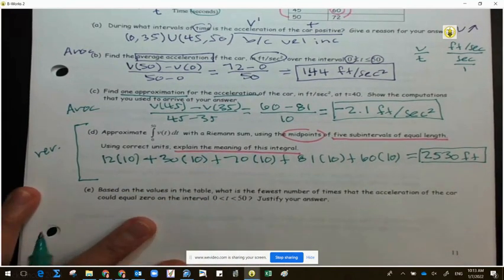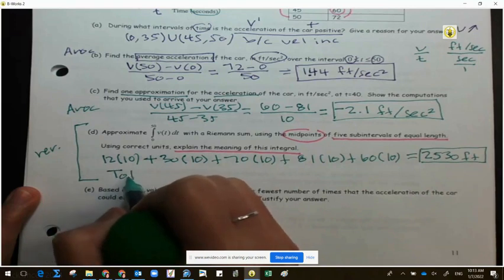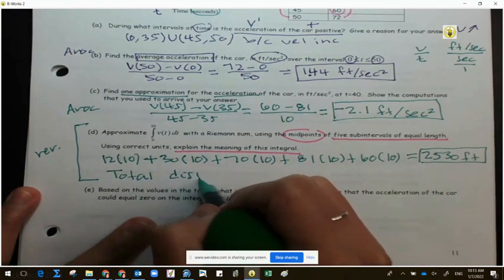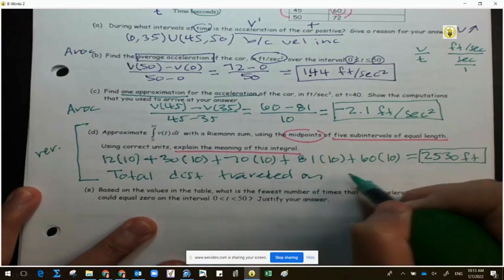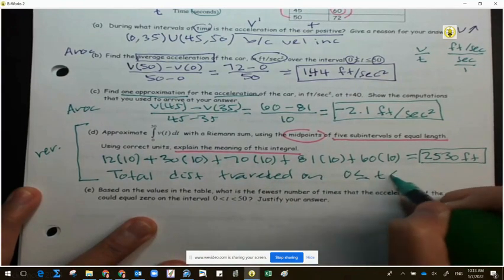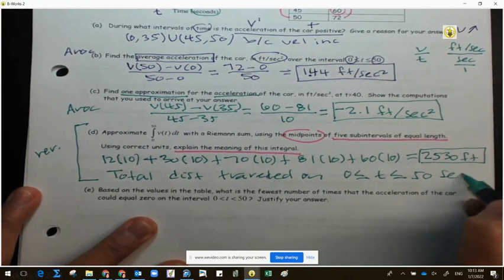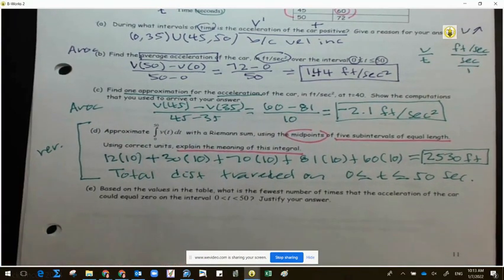It says explain the meaning, and that is our total distance traveled on the interval given from 0 to 50. And that's in seconds. And if the AP test says explain, you have to explain it. And the explaining part for the second portion, really in the end, you're just reiterating what was already stated to you. You didn't do any math behind that. All right? And that might give you an extra point, so why not?